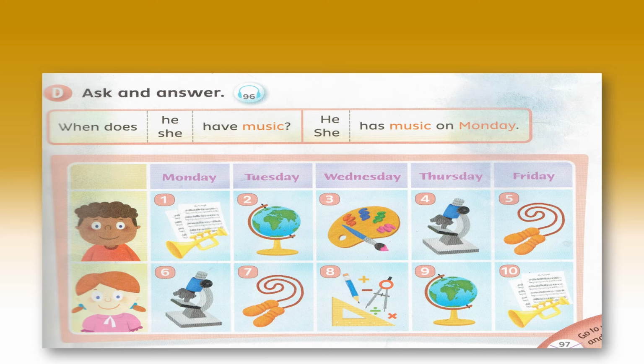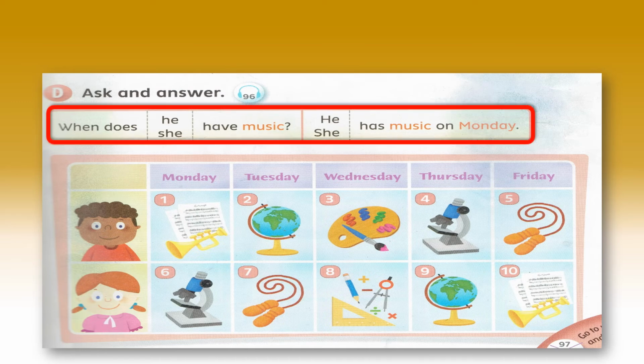Okay, here's part D. This is where we ask the question and you tell me the answer, but we're using he and she. So now we have a calendar. It's got Monday, Tuesday, Wednesday, Thursday and Friday on it. Let's have a look at the question. So the question is, when does he or when does she have music? Can you see music? I can see 2 pictures for music. So let's have a look at the answer.